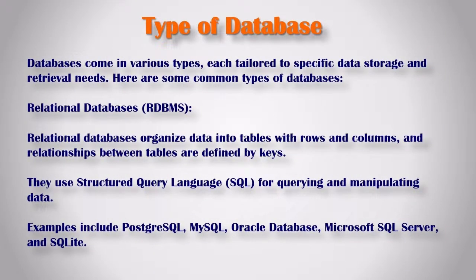Databases come in various types, each tailored to specific data storage and retrieval needs. Here are some common types of databases. Relational databases, RDBMS. Relational databases organize data into tables with rows and columns, and relationships between tables are defined by keys. They use structured query language, SQL, for querying and manipulating data. Examples include PostgreSQL, MySQL, Oracle Database, Microsoft SQL Server, and SQLite.